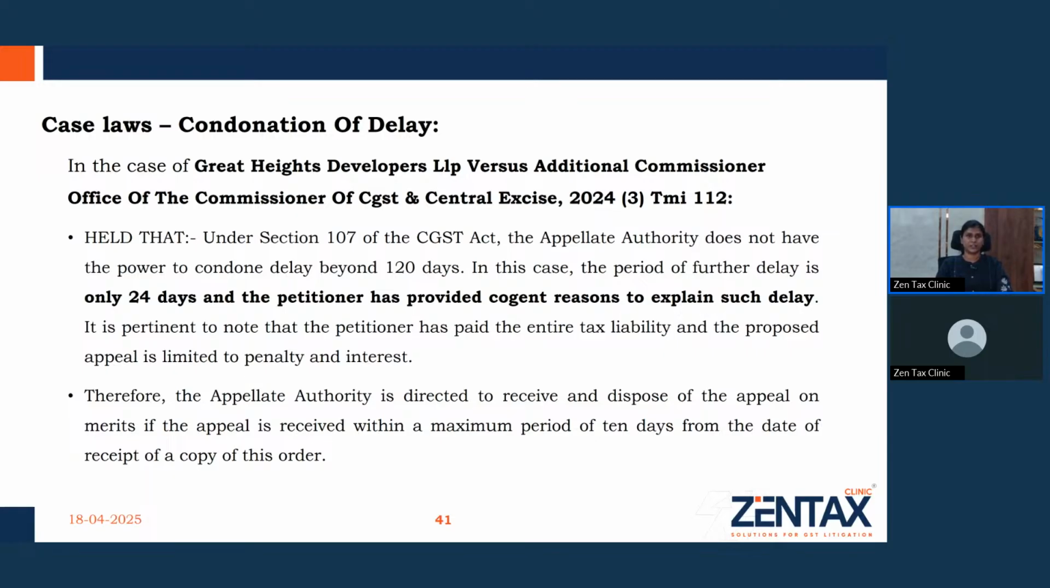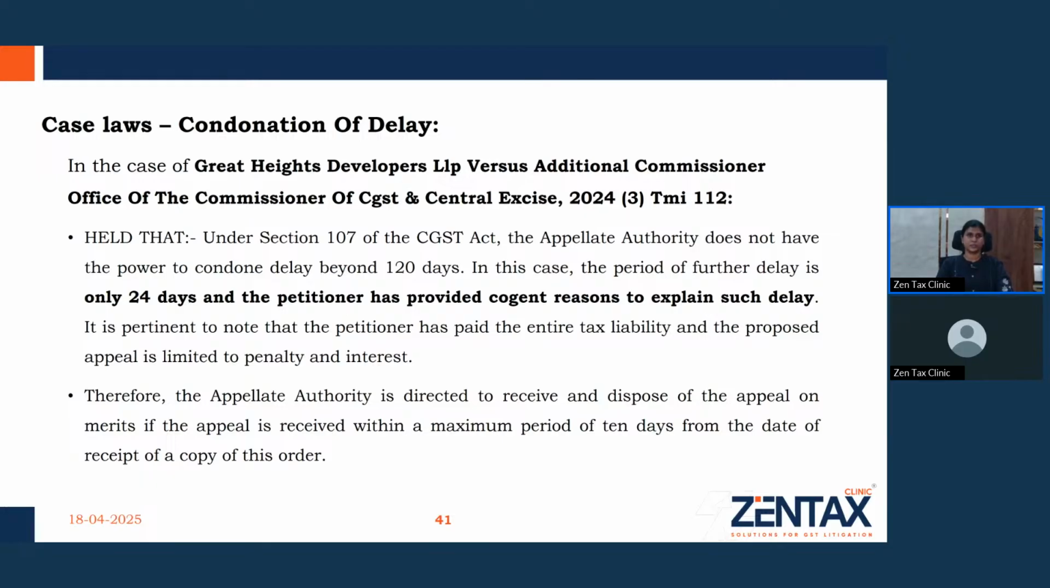The appellate authority has rejected the appeal, saying that the appeal is not filed within the timeline. However, the appellate authority does not have the power to condone delay beyond 120 days only. In this case, the period of delay is only around 24 days, and the petitioner has given a fair reason and has explained such delay.